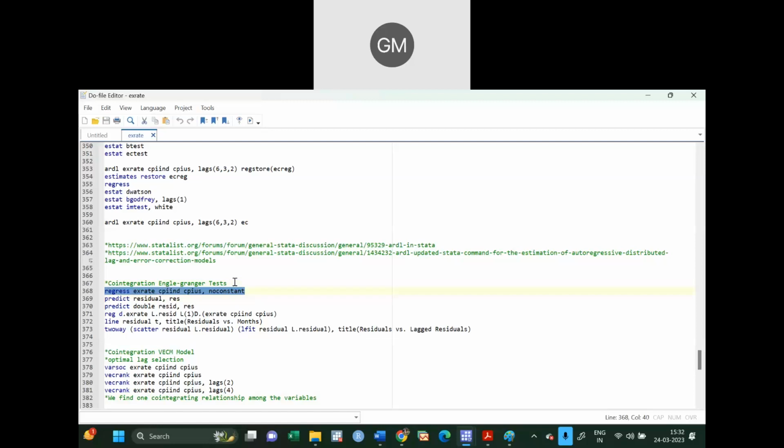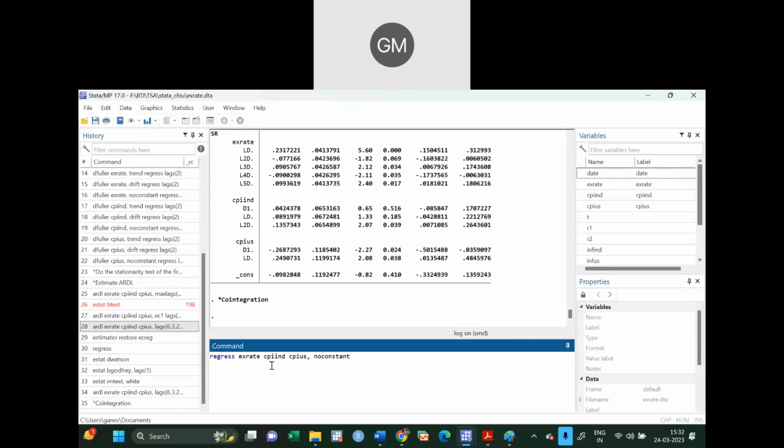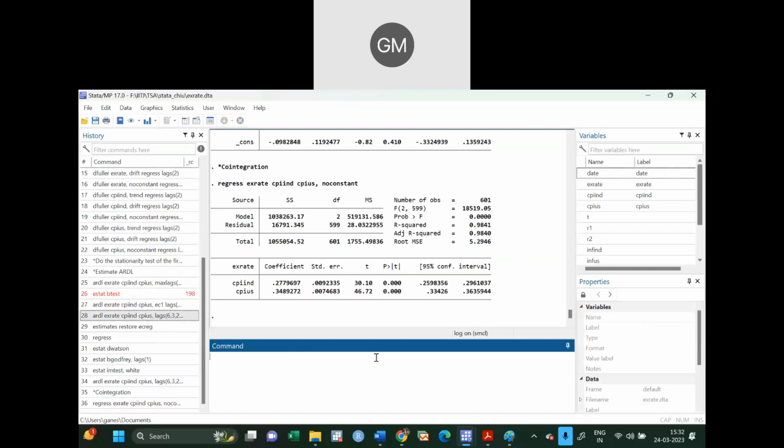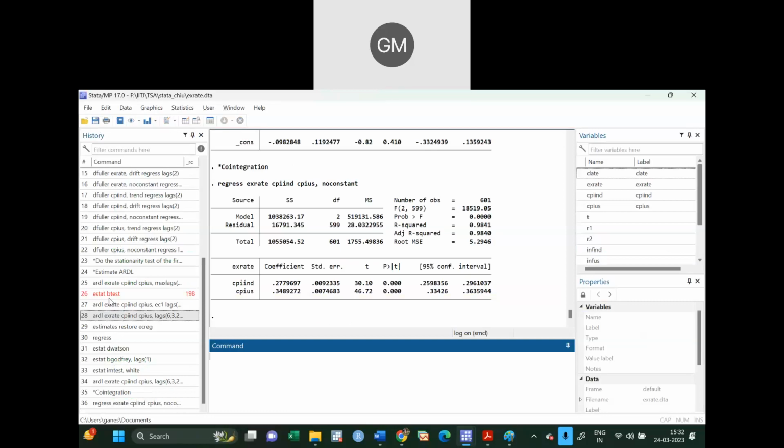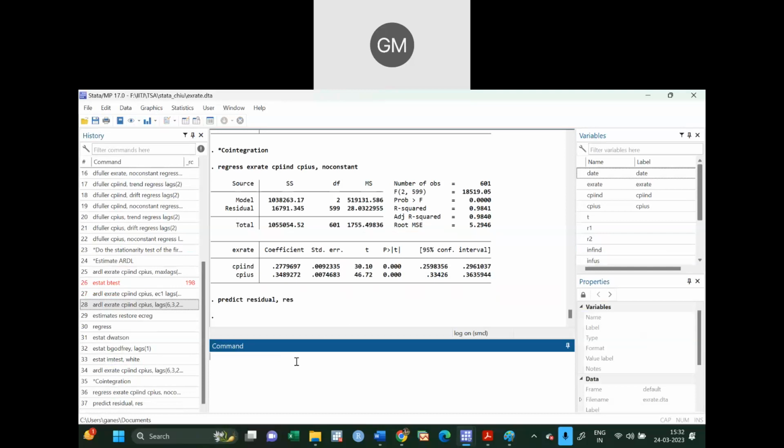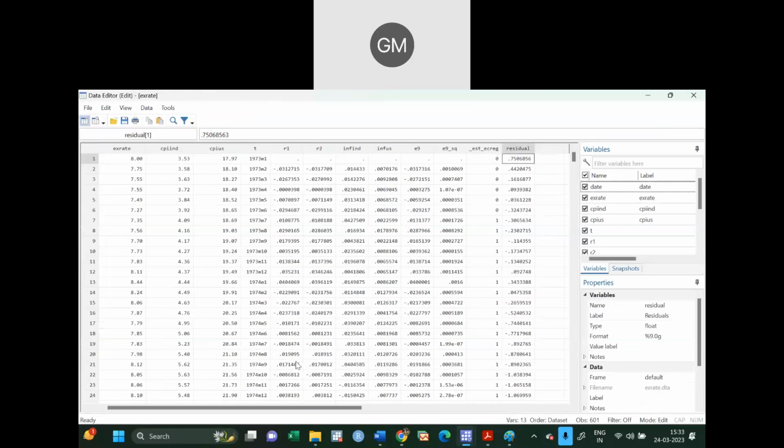Anyway, so regress the exchange rate on the consumer price index of India and US, with no constant. What you find is that CPI India and CPI US are highly significant. Now, what we do in the Engel-Granger is capture the residual: predict residual res. You can cross-check the Excel spreadsheet as well. So this is where the residual is being captured.